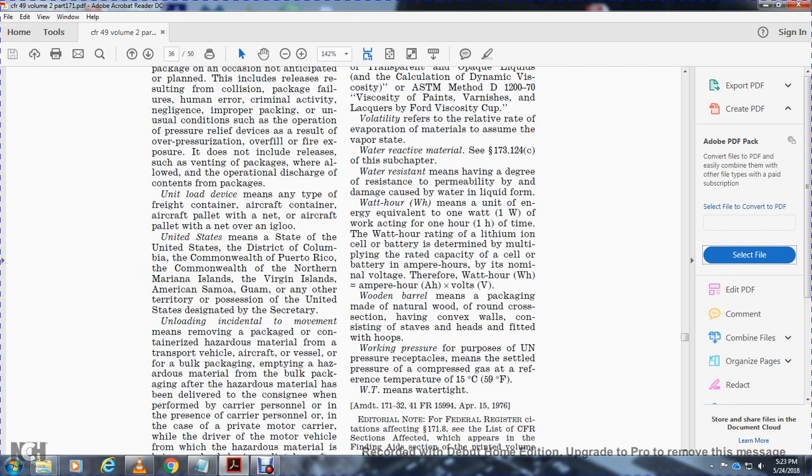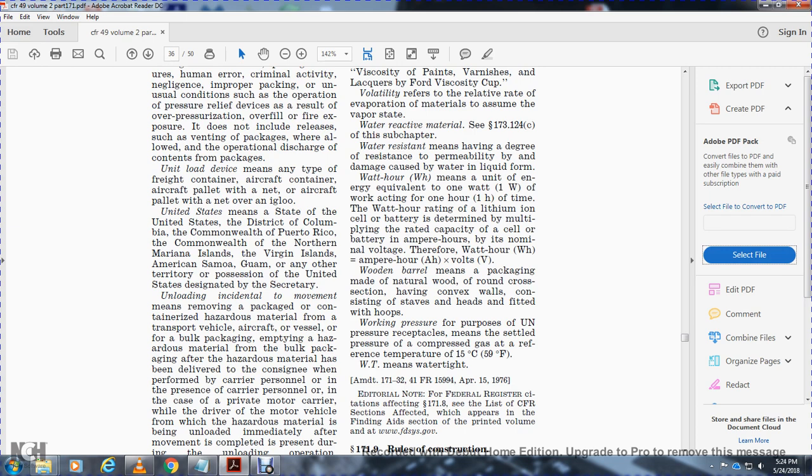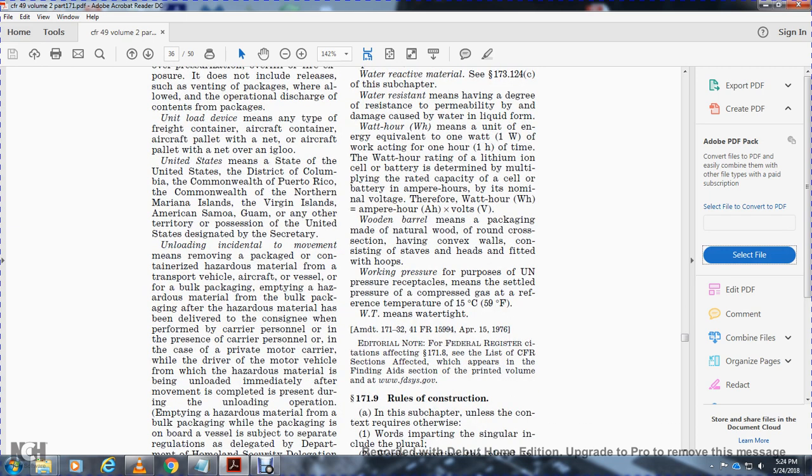Unloading incident to movement means removing the package or container of hazardous material from the transportation vehicle, aircraft, vessel, or bulk packaging, or removing hazardous material from the bulk packaging after the hazardous material has been delivered to the consignee, with the carrier personnel present, or in the case of a private motor carrier with delivery of the motor vehicle, with the hazardous material being unloaded immediately after the movement is complete, with personnel present during the unloading operation.